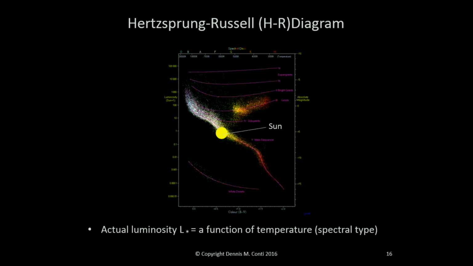As you notice, our sun is on what is called the main sequence of stars, and one can determine from the spectral type, that is to say the color of a star, its temperature and luminosity. So this is a very important relationship among all three parameters of a star.